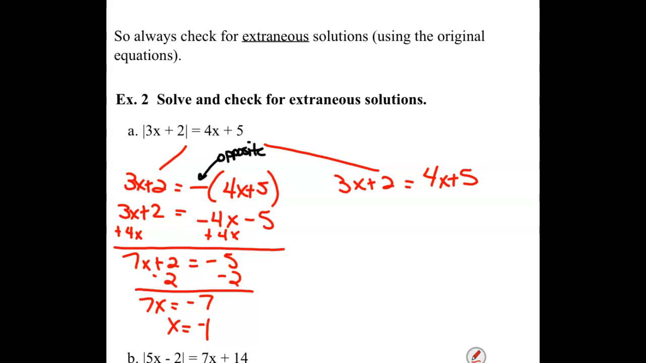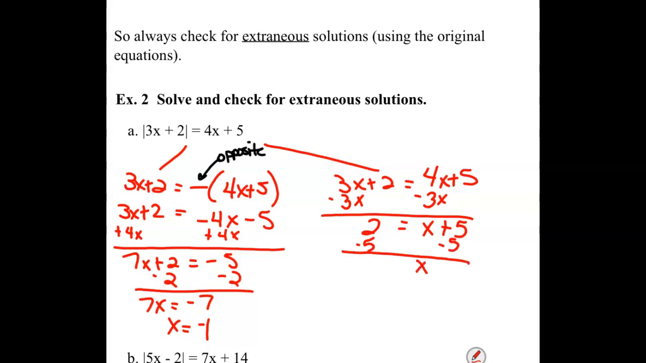All right. On the other one, this time around, I'm going to subtract the 3x over, and then I'm going to subtract the 5 to the other side. So I have x being negative 3. All right, take a minute, talk that over with your partners. Does it make sense, the steps that I just did there?